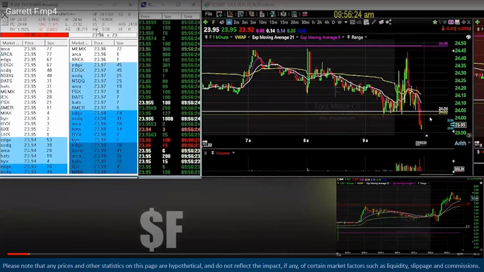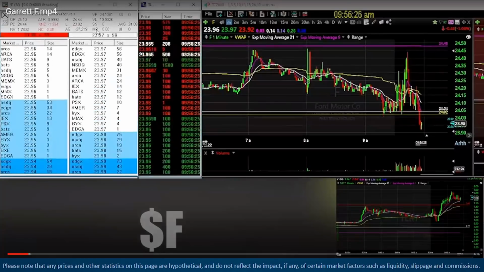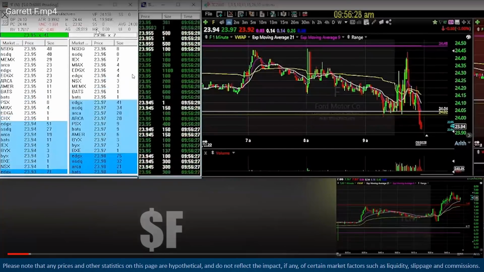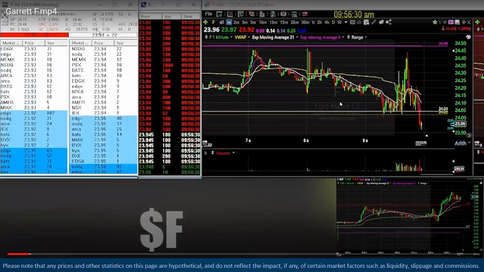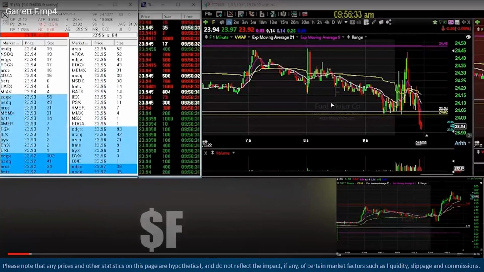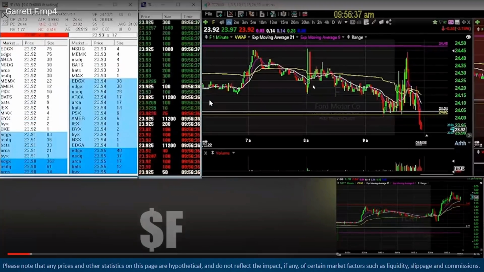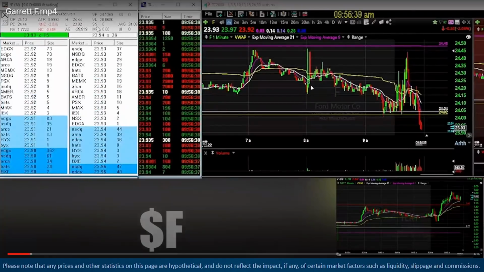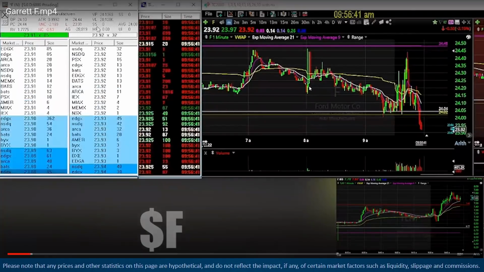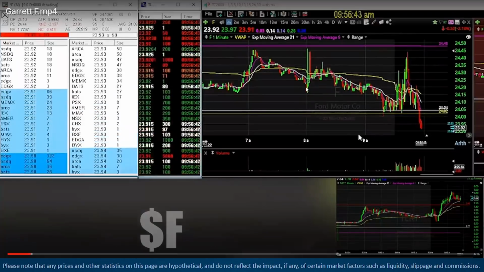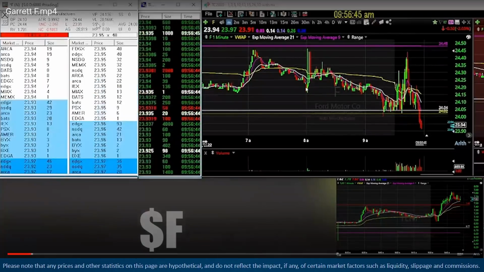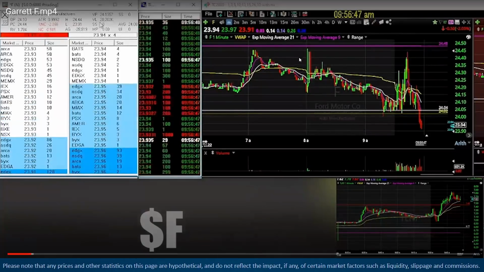I think another thing that stood out to me on the breakdown was when it did break down, the tape did really accelerate a bit, and shows that there's someone uncharacteristic that is in the trade now. Something we talk about a lot is character changes on the tape that we can trade off of, and that would be classified as a character change.